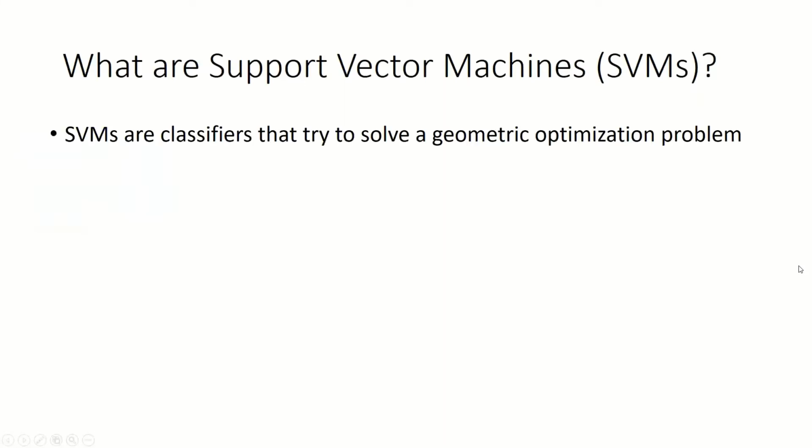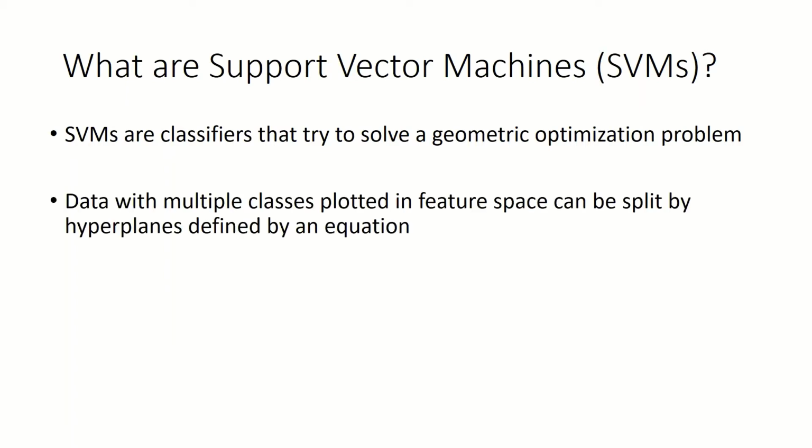Okay, so support vector machines, they're classifiers that try to solve a geometric optimization problem. And you'll see that some of the ideas behind SVMs are very similar to how we solved regression problems. What we're interested in is we have data with multiple classes, so it's a classification problem, and we're trying to split the feature space using hyperplanes. So in linear regression, we were interested in fitting lines through our data. With support vector machines, we're interested in fitting lines that split our data.